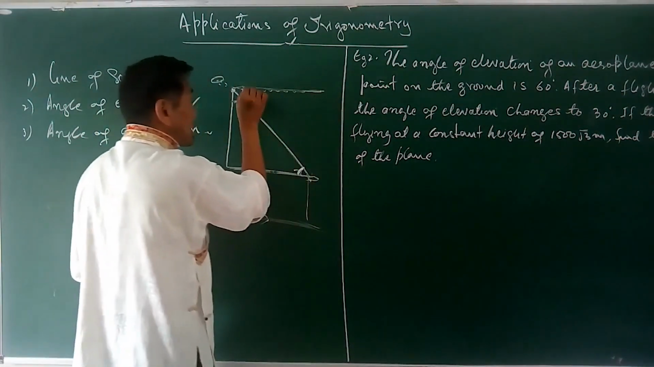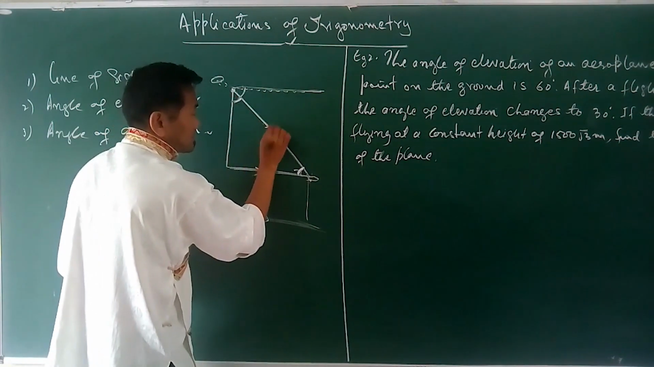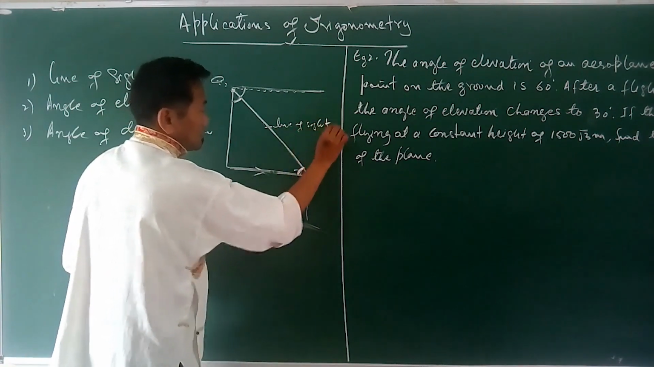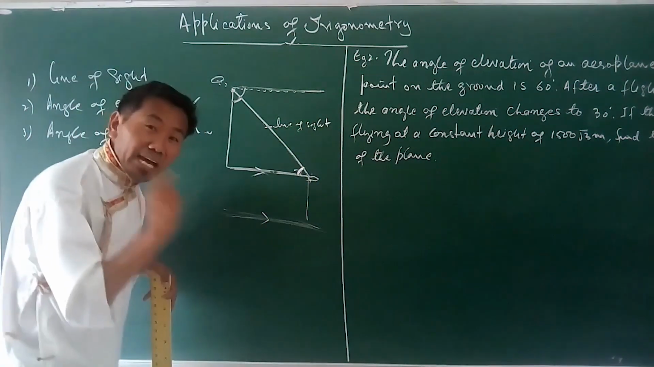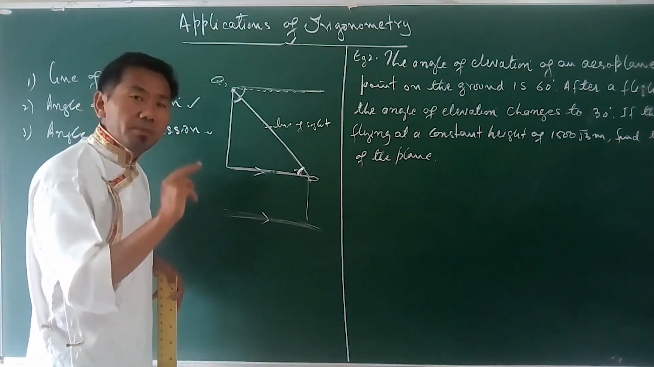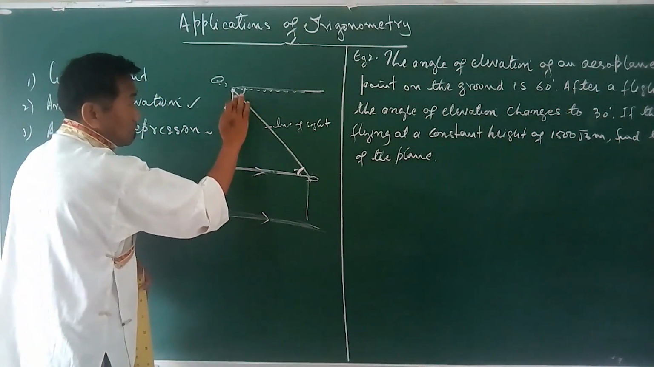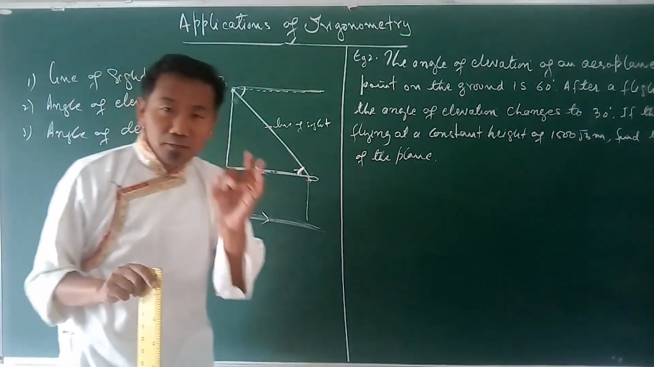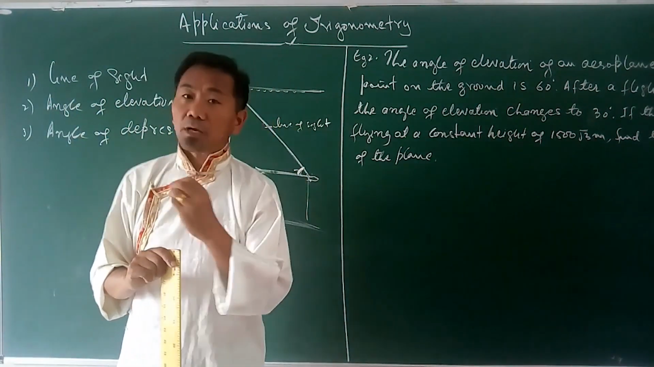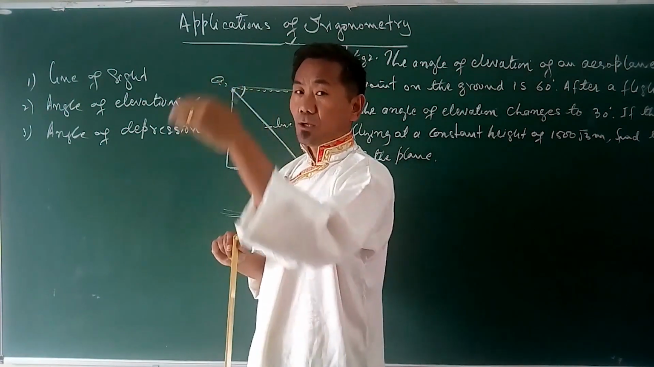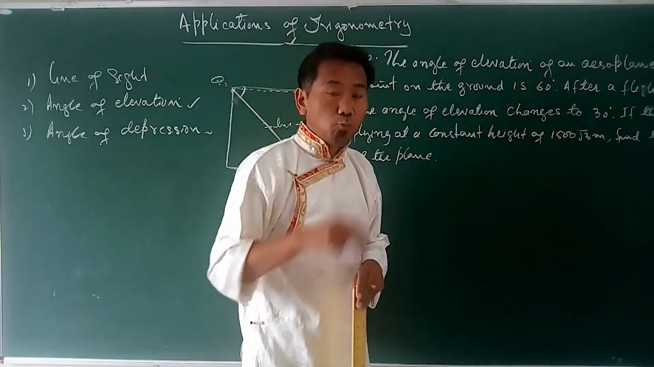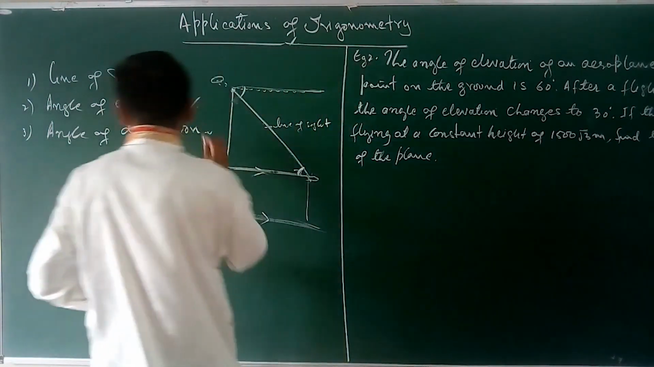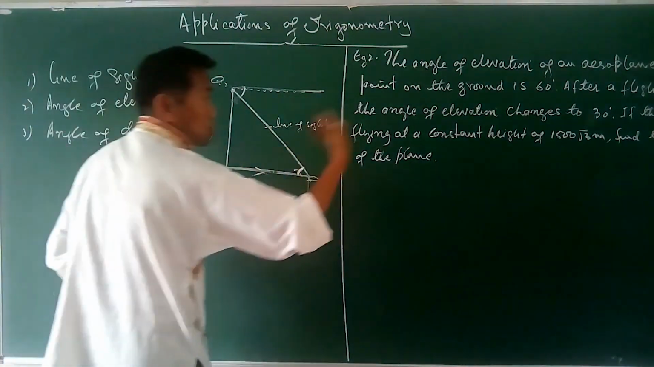The line of sight is the line along which you look, and the angle formed between the line of sight and the horizontal is the angle of elevation or depression. If you are looking upwards, we call it the angle of elevation, and if you are looking downwards, we call it the angle of depression. So these are the three most important terms we use in the application.